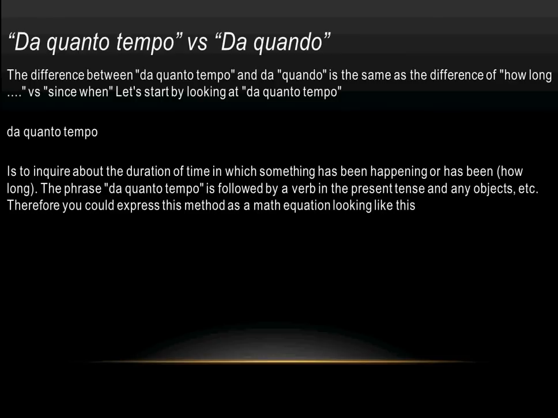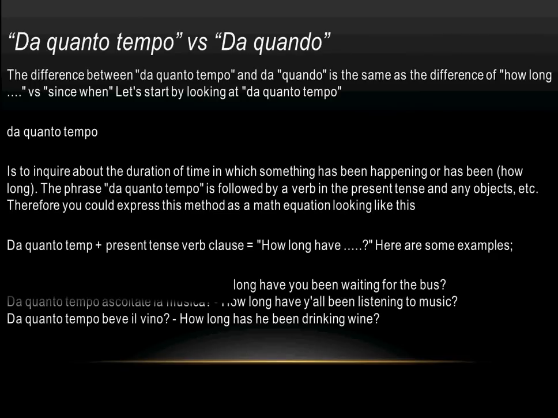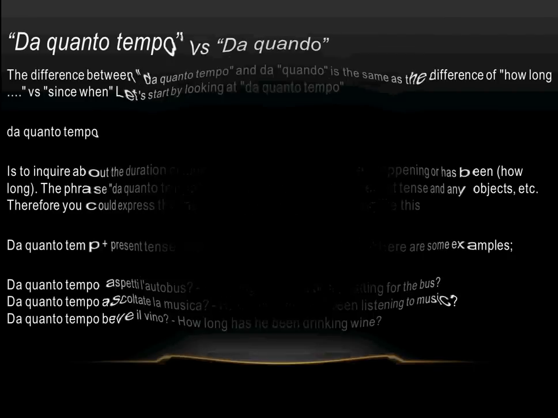Therefore, you could express this method as a math equation looking like this. Da quanto tempo plus present tense verb clause equals how long have...? Here are some examples. Da quanto tempo aspetti l'autobus? How long have you been waiting for the bus? Da quanto tempo ascoltate la musica? How long have you all been listening to the music? Da quanto tempo bevi il vino? How long has he been drinking wine?